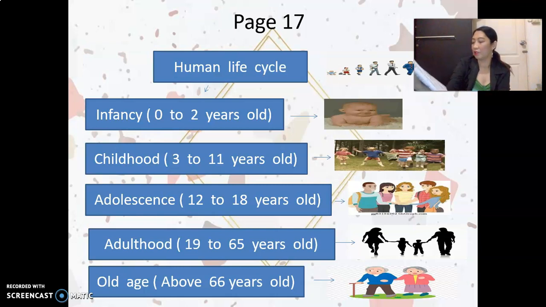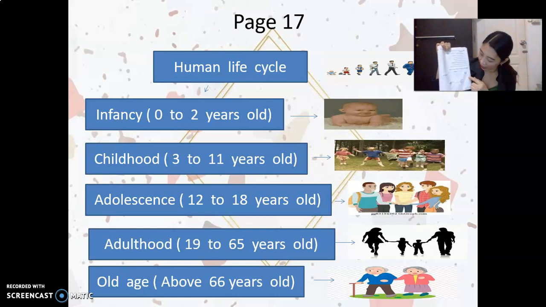This is the stages of the life cycle of a frog. Number 1, eggs. Number 2, tadpole. Number 3 is tadpole with hind legs. Number 4, froglets. And number 5, adult frog. That is the life cycle of a frog. Page number 20.